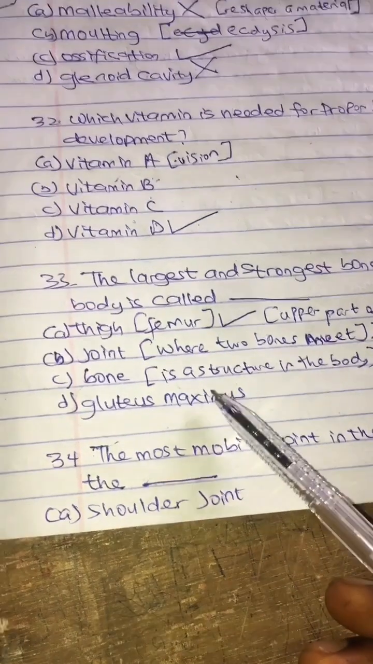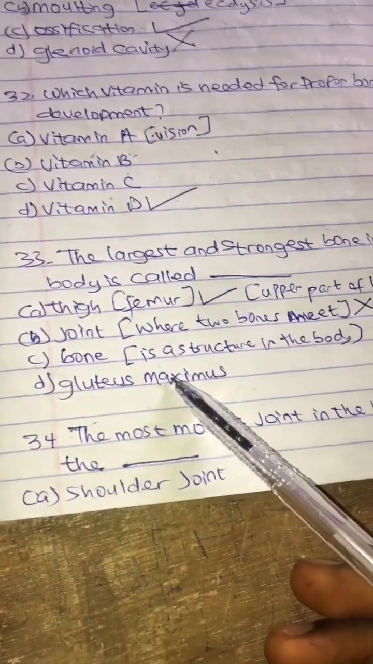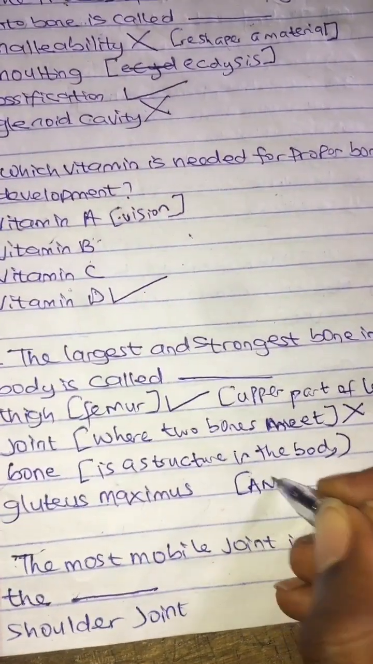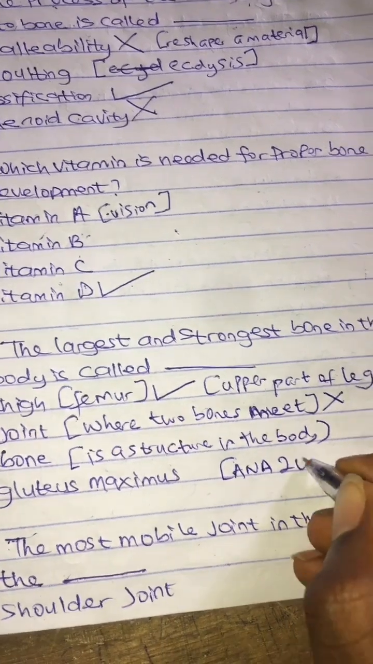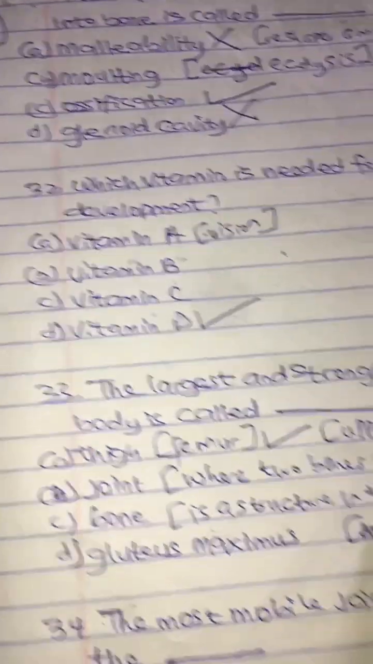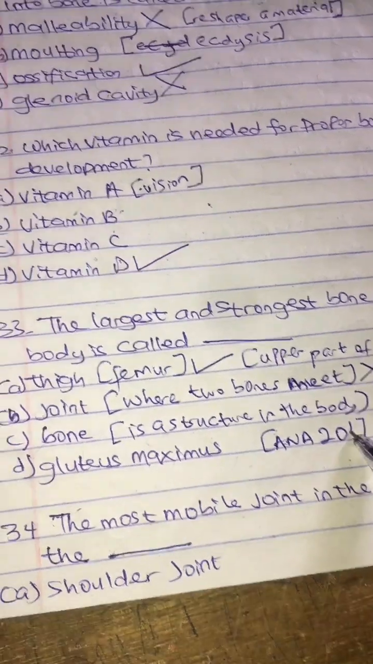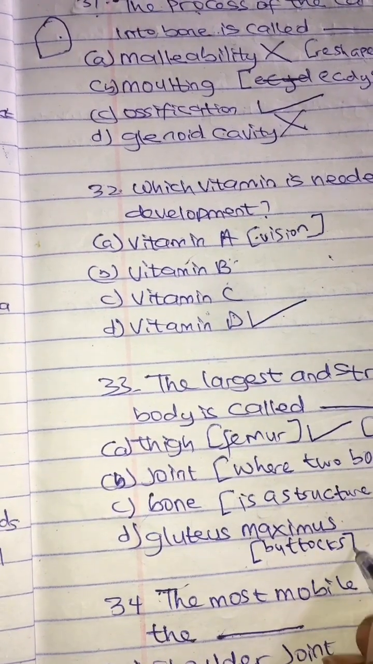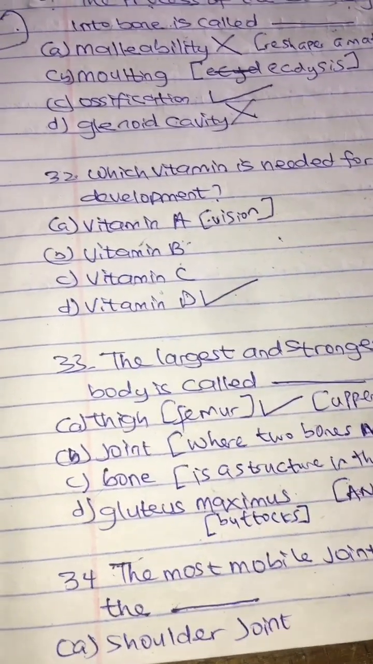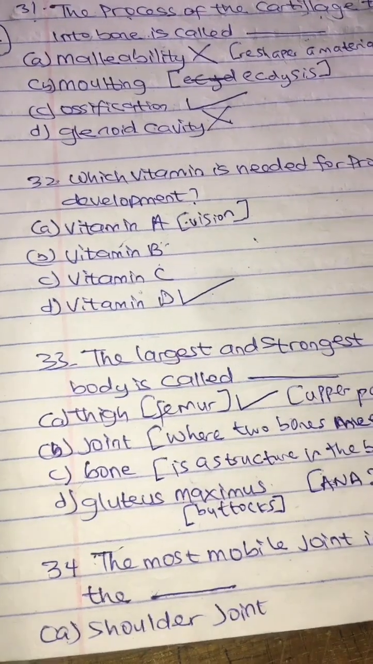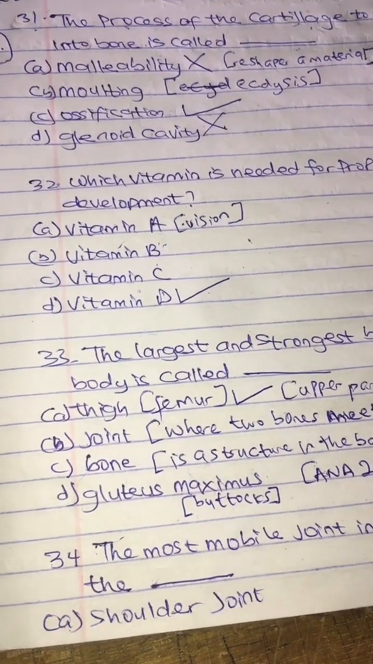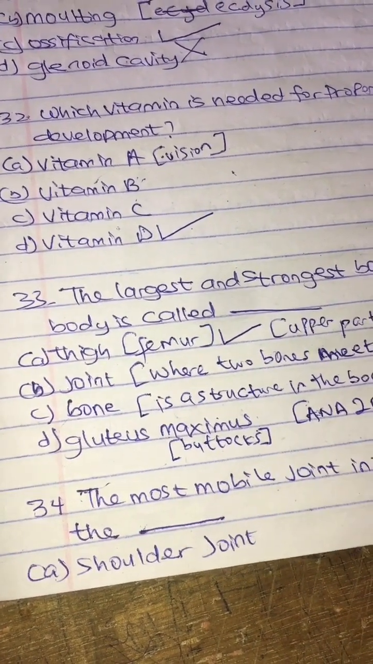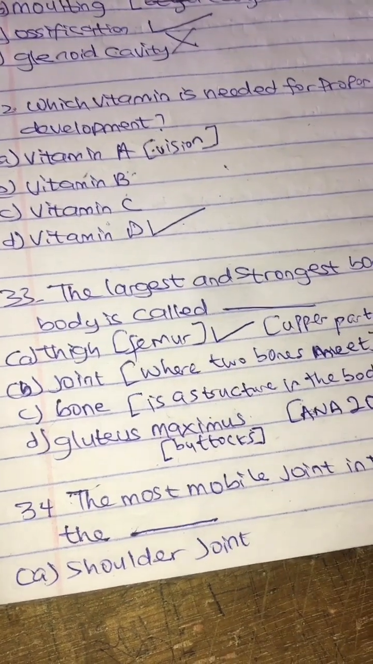So gluteus maximus. I know you will be saying, what is gluteus maximus? When you go to your 200 level, those medical students will know what it is in a course called ANA 201, Anatomy 201. Gluteus maximus means buttocks in anatomical terms, because we have something called anatomical terms. So when someone says gluteus maximus, you should know the meaning of that.